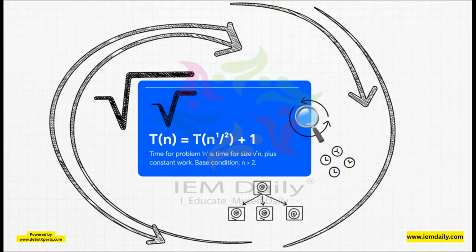We also have a small rule: n has to be greater than 2. This is just a practical thing to make sure the problem keeps shrinking. If it got too small, the square root wouldn't really help us anymore.